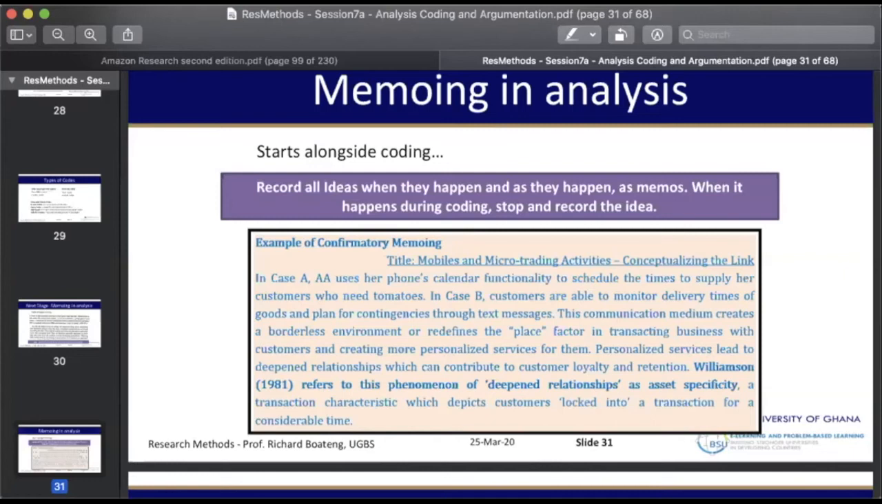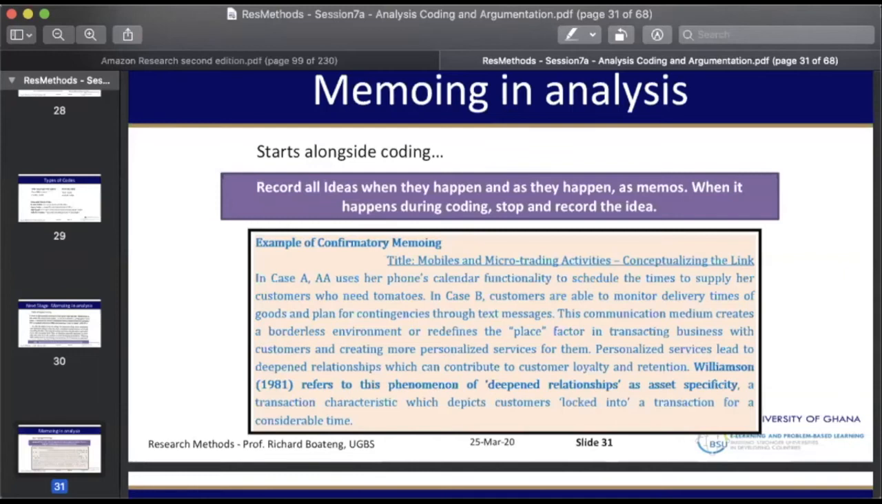Deepened relationships is also defined as asset specificity, where you become attached to an asset, which comes out as a result of a transaction in which the customer is locked into that particular transaction for a very long time. Do you understand what I'm trying to say?